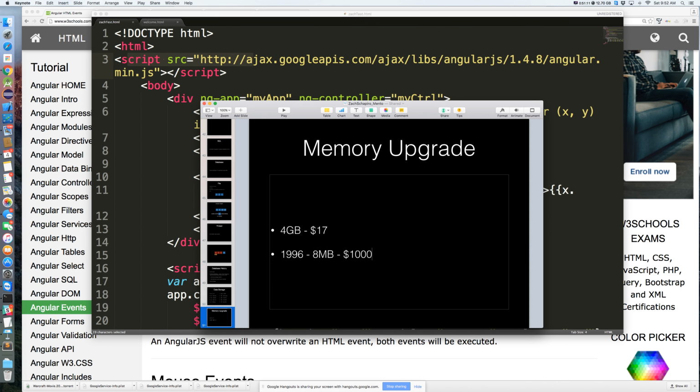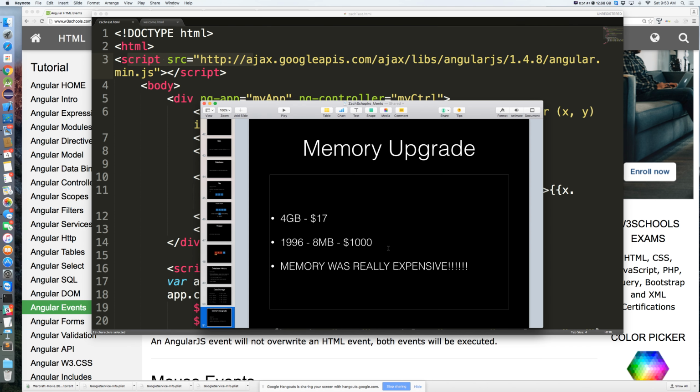$75. $1,000. Holy shit. $1,000. And you have to consider, that's 1996 dollars. So with inflation, that's probably more like $1,500 today. Okay, so what's the purpose of telling you this? Memory was really expensive.